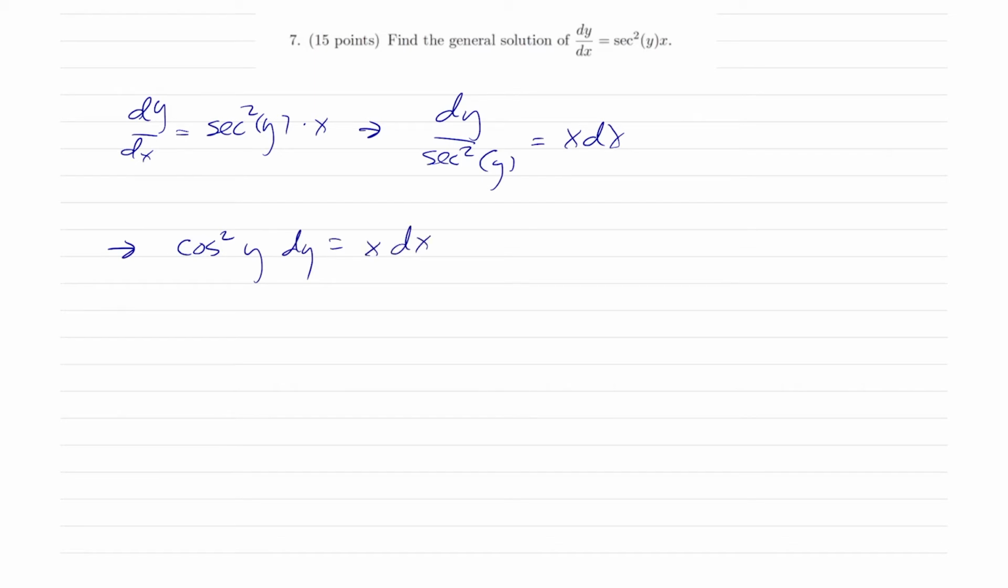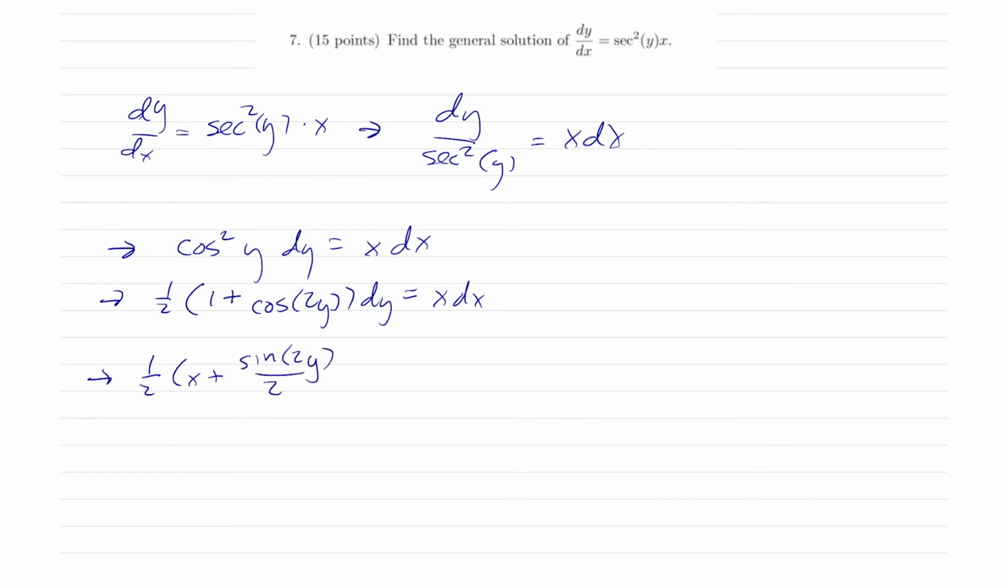All right, now we want to integrate both sides. Remember, if we want to integrate cosine squared, it's easier if we just do it like this. So we have 1/2 times 1 plus cosine of 2y, sorry, not dx, 2y, dy is equal to x dx. All right, now integrate both sides. That gives me 1/2 of y plus sine of 2y over 2 is equal to x squared plus c.